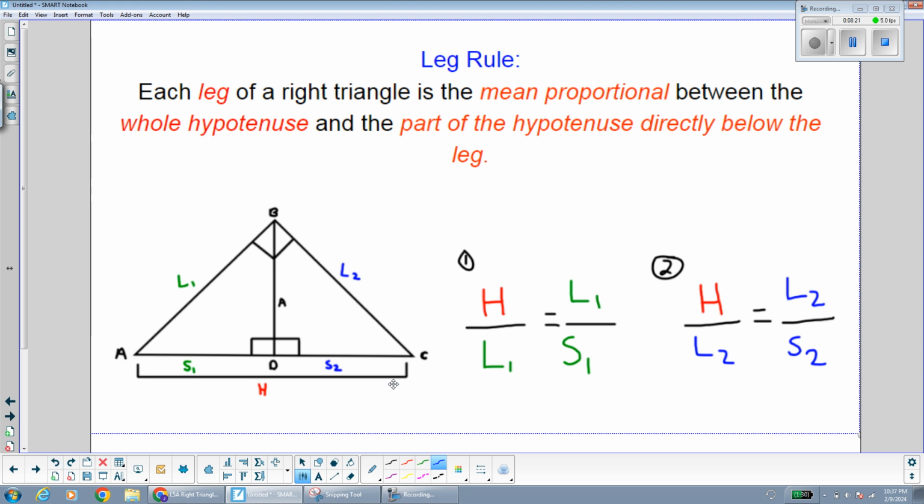Notice how in the proportion that involves leg 2, the segment being used is the one that's directly underneath that leg. You can remember the leg rule because the proportions look like the word HILL, and there's two of them. So we can call this hills. Throughout the video, you'll hear me referring to the leg rule as hills. So in order to find a leg of the big right triangle, all you have to do is substitute in the length of the whole hypotenuse, H, and the length of the segment that's directly underneath the leg that you're using.